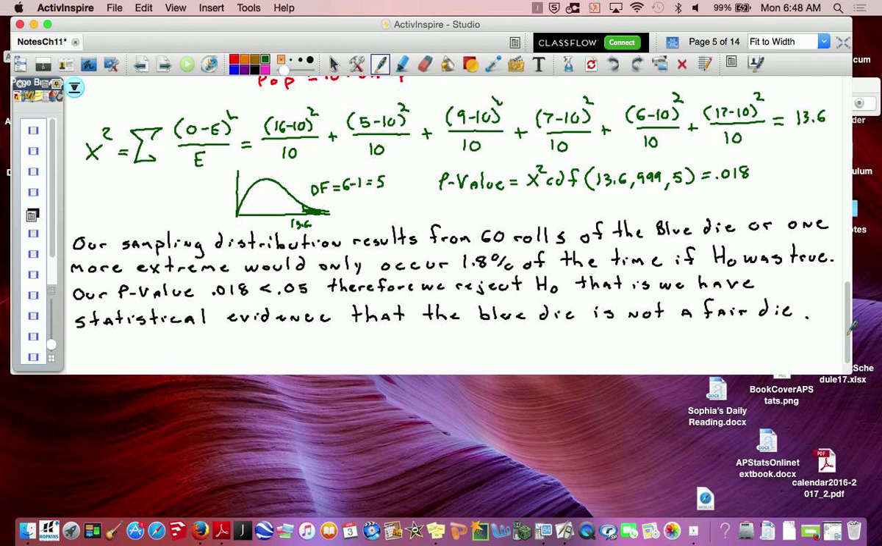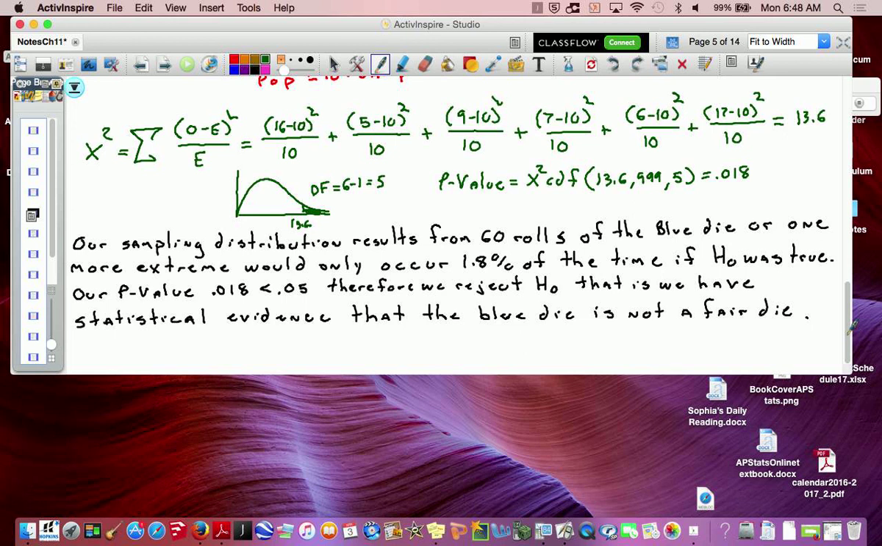It's less than 5%, so we're going to reject, meaning we do have statistical evidence that the blue die is not a fair die. It's more than likely the casino is going to pull those dice off and give this gambler, Jeremy Turner, a chance, or they'll probably still have him play, but they'll give him either new dice, or if they don't want him to play, they'll just kindly ask him to leave.